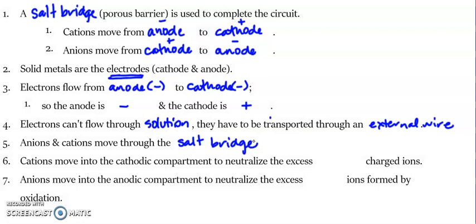And let's see, cations move into the cathodic compartment to neutralize the excess negatively charged ions. Right, that makes sense, right? Cations are going to neutralize your negative. They're going to bond with your negatively charged ions. Anions move through the anodic compartment to neutralize the excess positive ions.